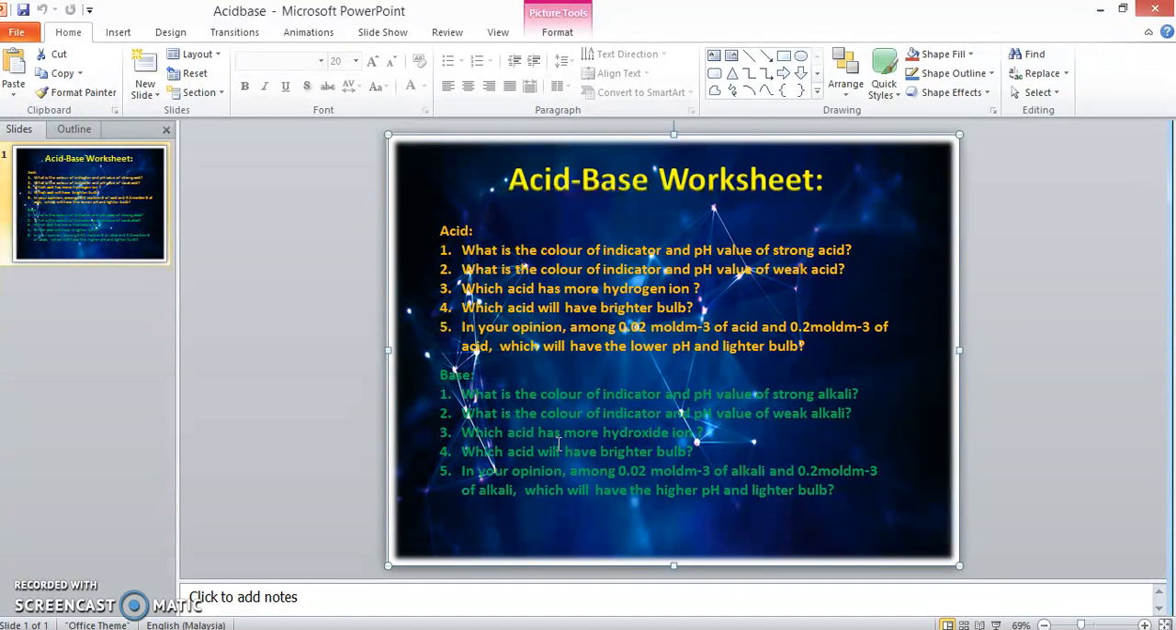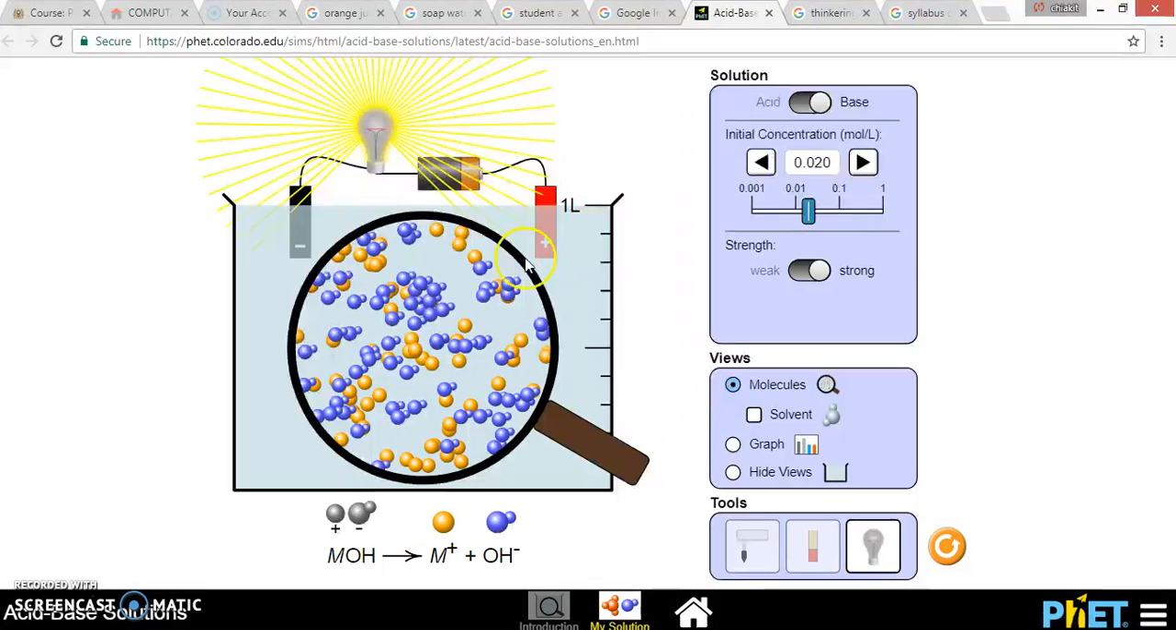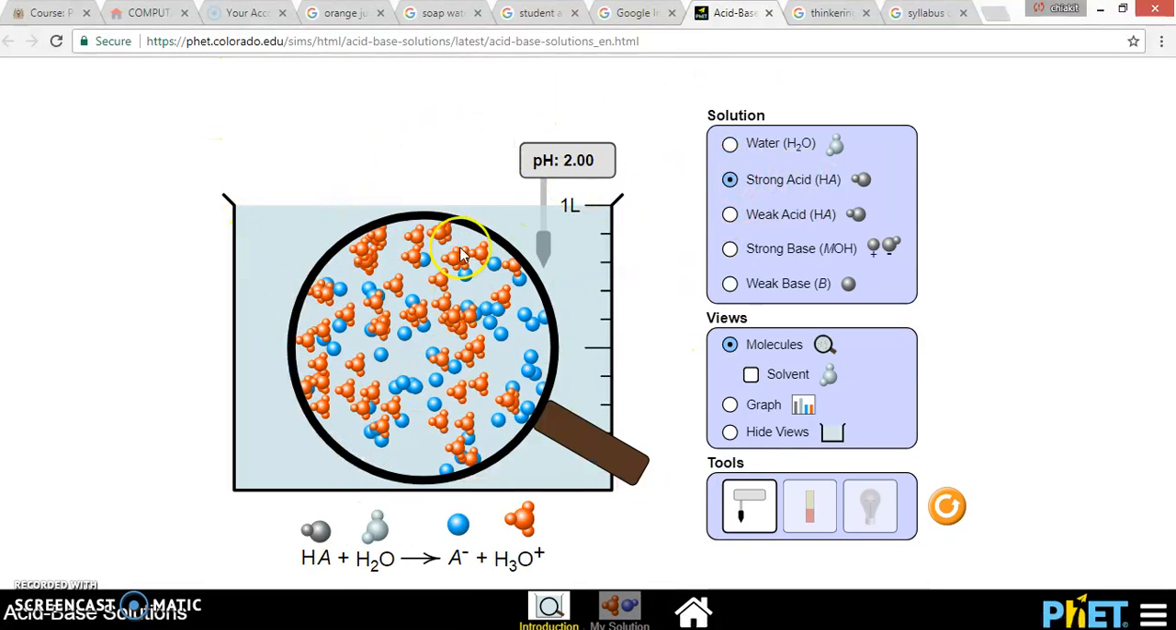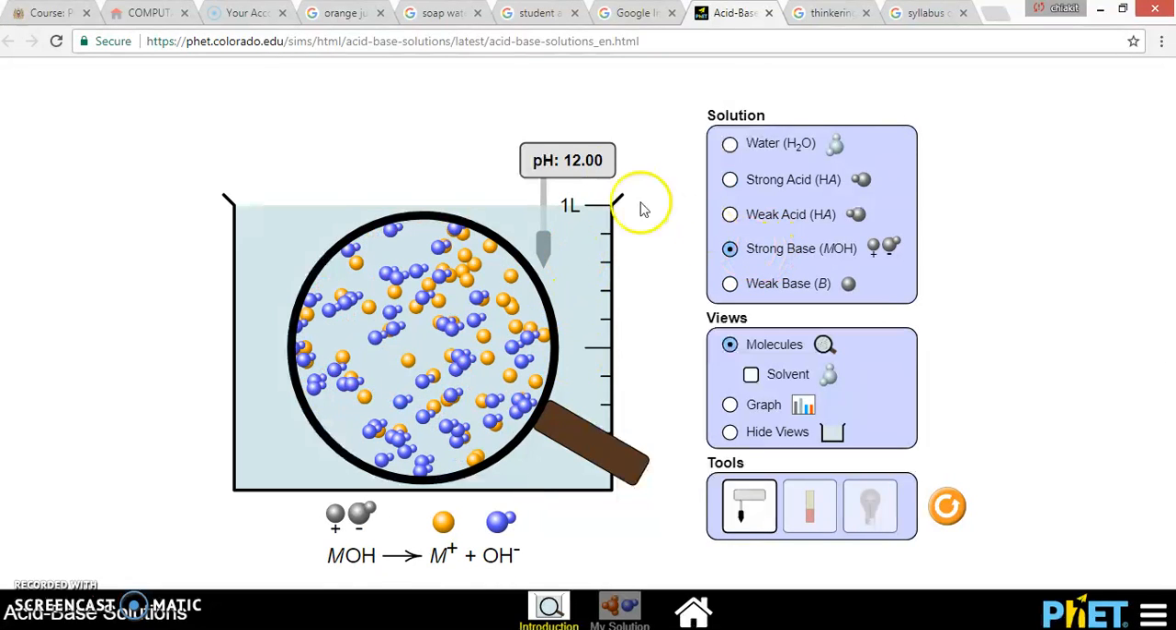Okay, so after that the students have to bring together a summary of what is acid and what is base. The acid is because it has more hydrogen ions inside the solution. The base is because it has more hydroxide ions inside the solution. So this makes the properties of the solution, acid and base.